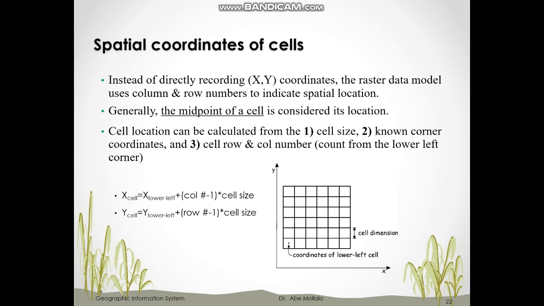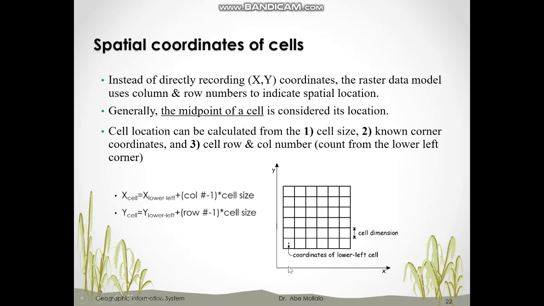So the location of the middle point of the cell, or the location of the cell, can be calculated by having three conditions. First of all, we need to know the cell size, or cell dimension, or spatial resolution, okay? And also we need to know the coordinates of the lower left cell center, which is this one. So this one is the origin, okay? And the third condition is that we should know the cell row and column number for the cell that you want to calculate the coordinate for, okay?